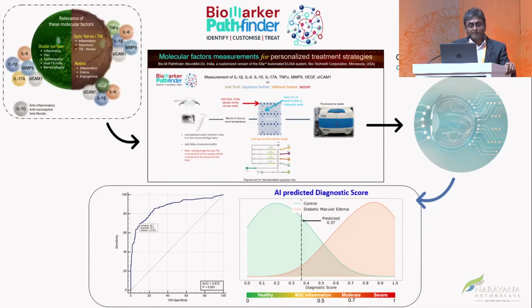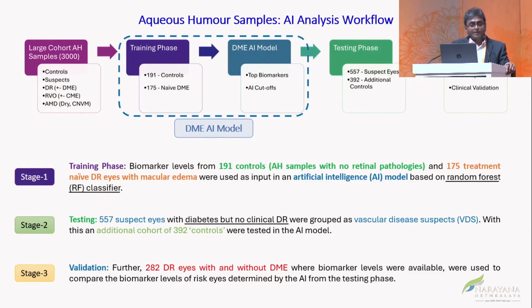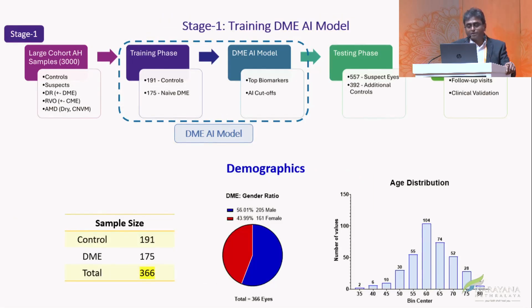These biomarkers are taken initially, and there's a training phase where you take a few controls and naive DMEs. Then you have a testing phase when you get these suspect eyes. These are patients who have diabetes but no clinical DR. These are all cases wherein aqueous is taken during cataract surgery. Finally, we validate with eyes which have DR with DME and DR without DME. So this is how it goes.